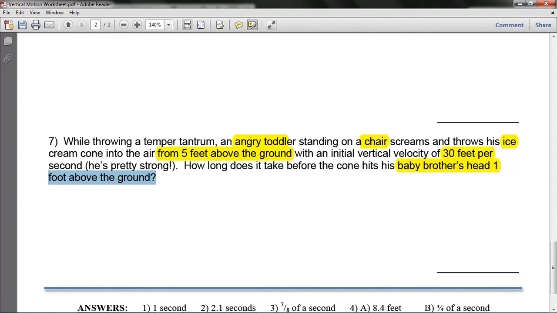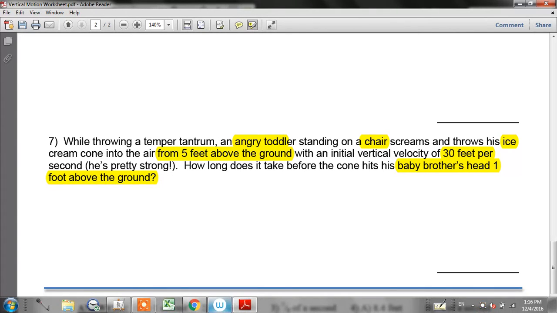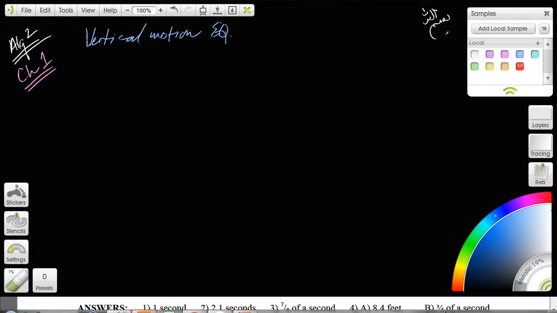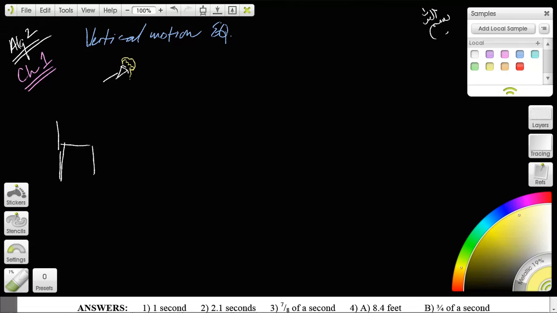Okay, that's the information that we are given. So here's the scenario. He's standing over here on a chair, and he's throwing the ice cream cone. Here's the ice cream cone. I'll try to draw it. He's going to throw this ice cream cone into the air. Now let's draw his baby brother.